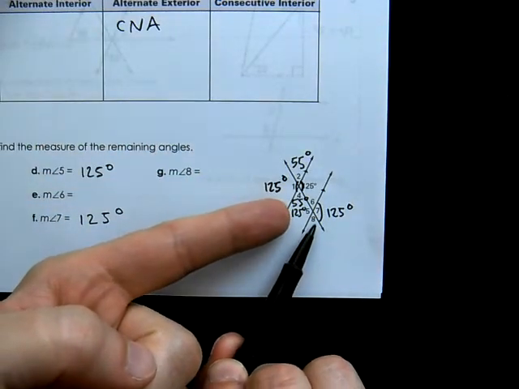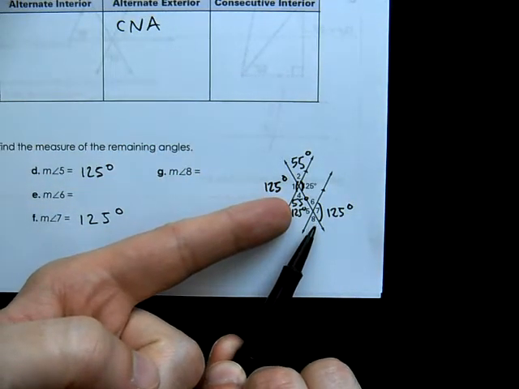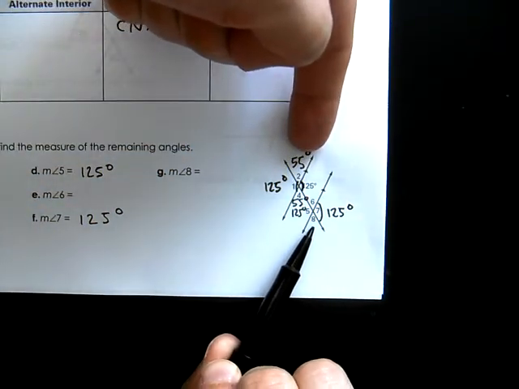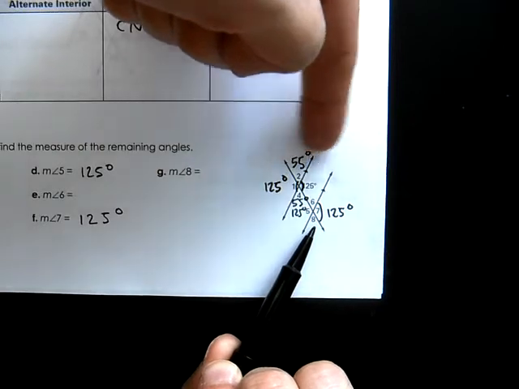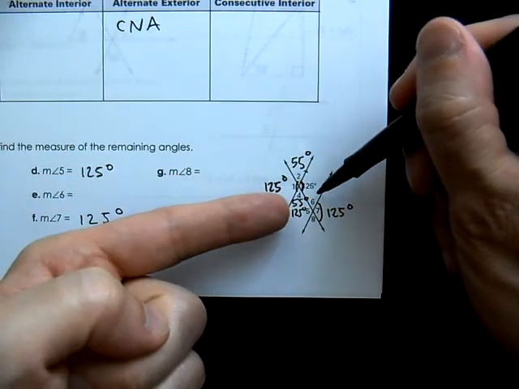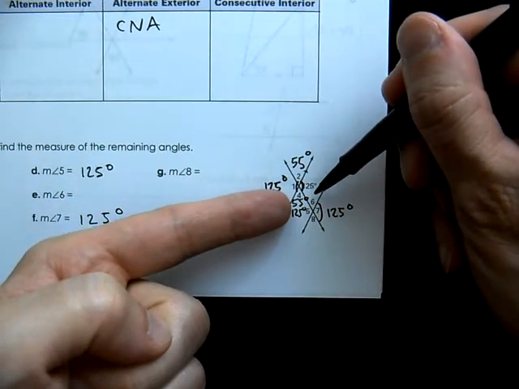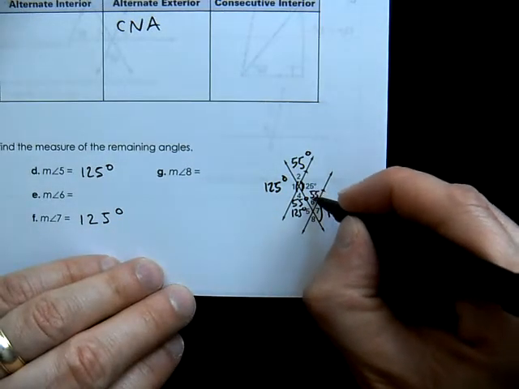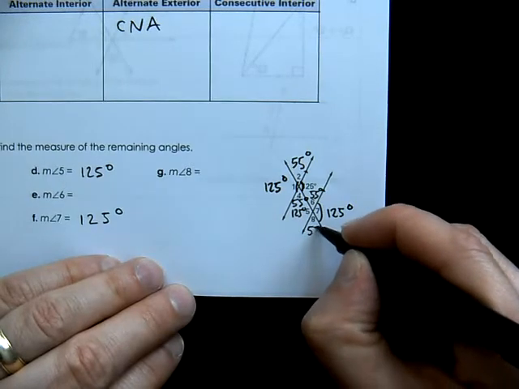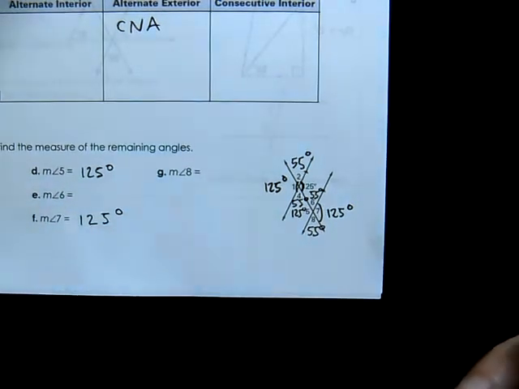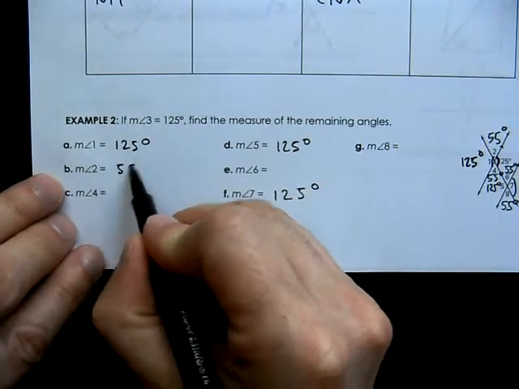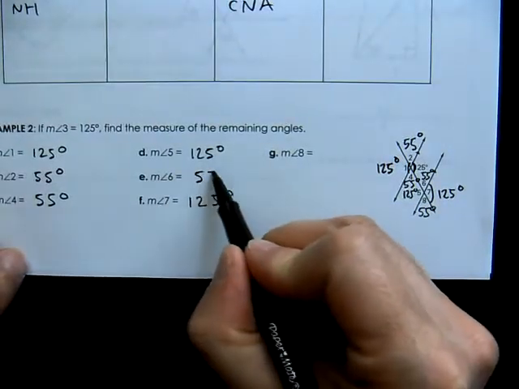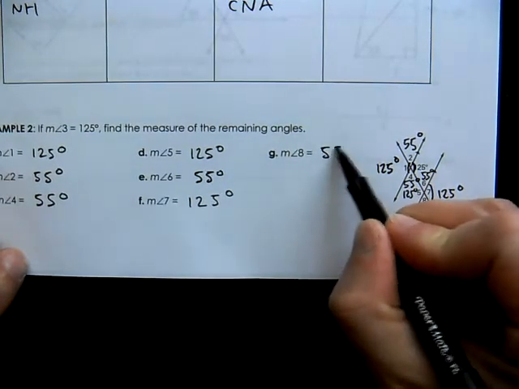Here, angle 4 and angle 8, those are corresponding angles. Or you could use angle 2 and angle 8, those would be alternate exterior angles. Angle 4 and angle 6, those are alternate interior angles. And so we have lots of ways of determining that the others are 55 degrees. So filling that in, 55 degrees for angle 2, for angle 4, for angle 6, and for angle 8.